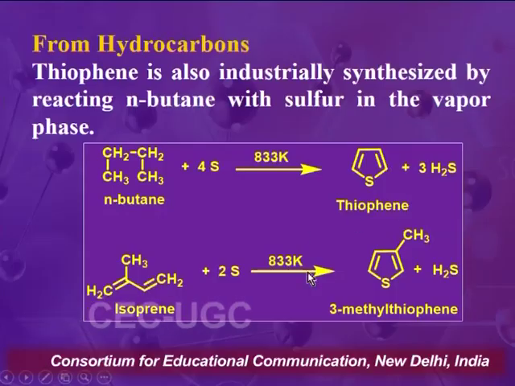And if we want to synthesize a derivative of the thiophene molecule, then we can take different isomers of hydrocarbons. For example, if we take isoprene as the reactant, then in presence of sulfur, it will produce 3-methyl thiophene as the final product with the elimination of hydrogen sulfide.